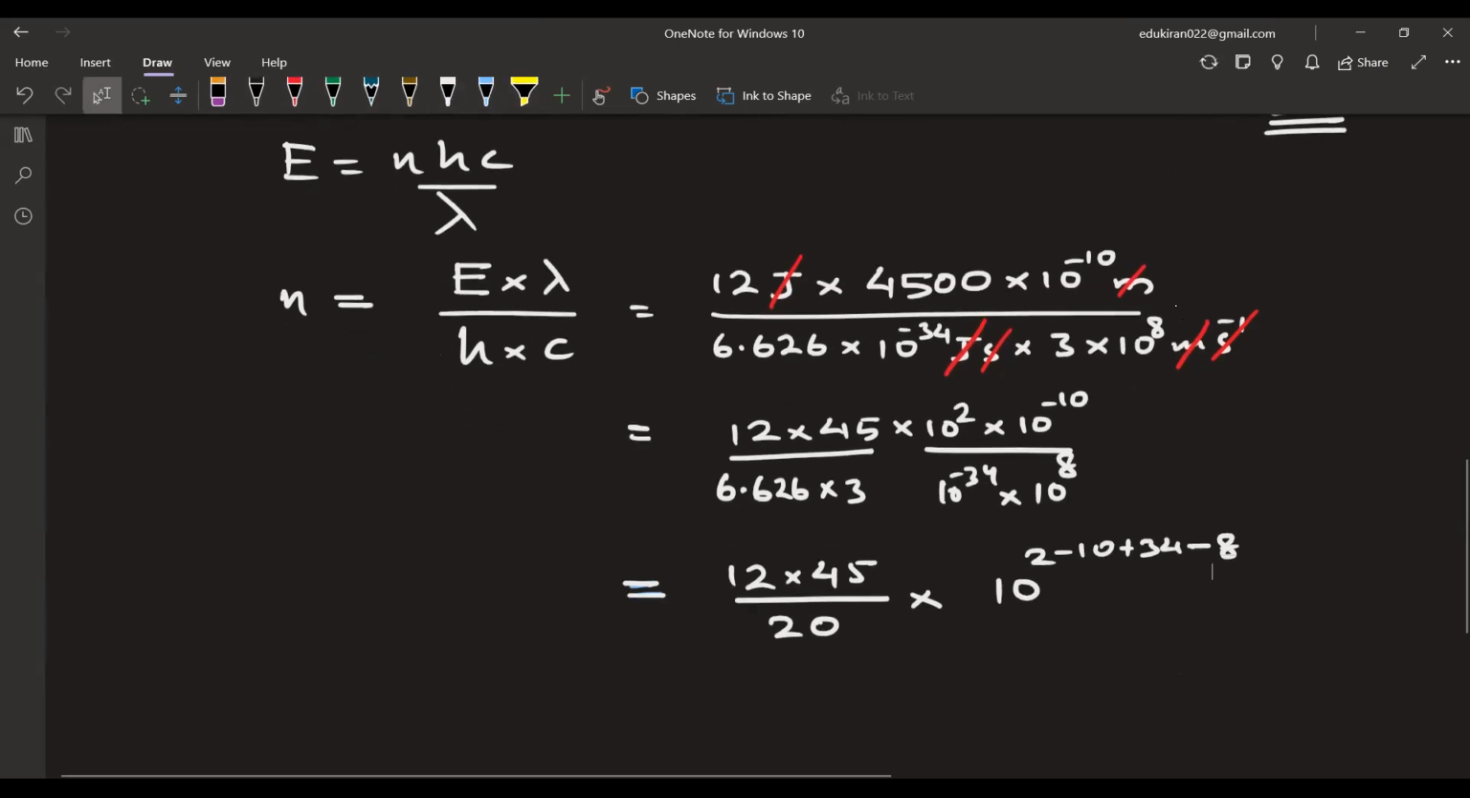Let's calculate this. How much will it be? 45 tens are 450, and 450 plus 90 will be 540. So this will be 540 divided by 20 into 10 to the power, here 2 minus 10 is minus 8, and plus 34 minus 8 gives plus 18. Hmm, minus 10 is there and minus 8 is there. So this will be plus 18.